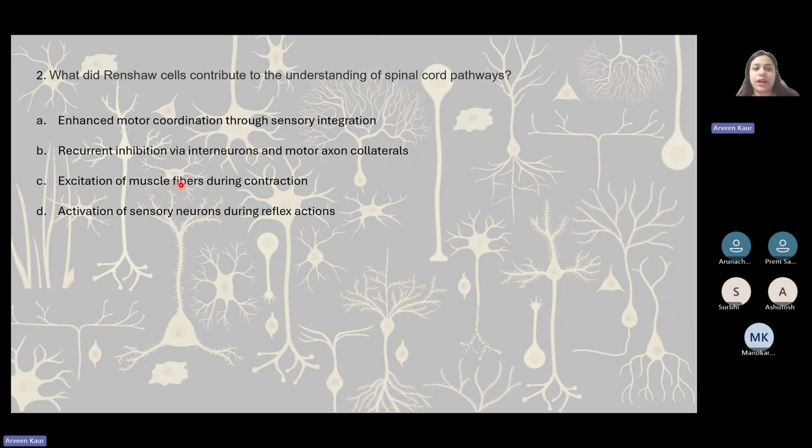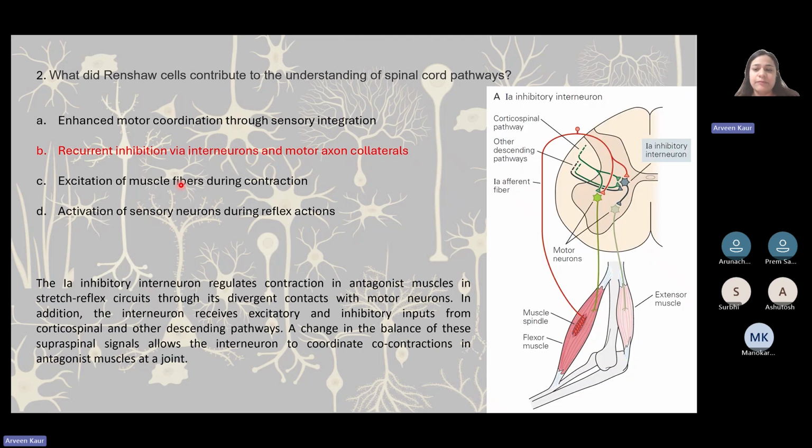So, if you have a basic understanding of what Renshaw cells were, you will certainly know that they had something to do with inhibition. At least this much you remember. So, even if you remember that much, you will have the correct answer, which is recurrent inhibition via interneurons and motor axon collaterals. So, what exactly was the Renshaw cell? Let us revise a little bit.